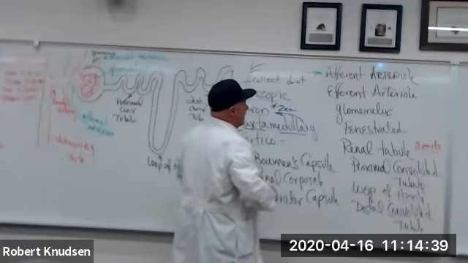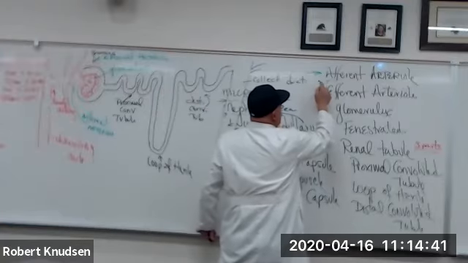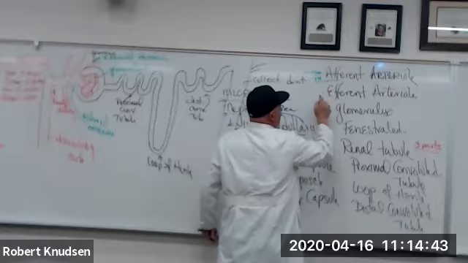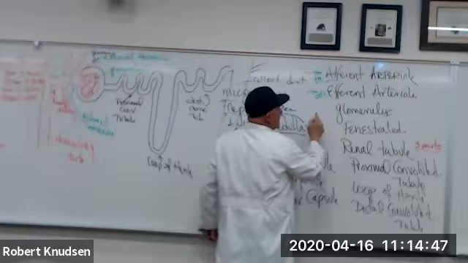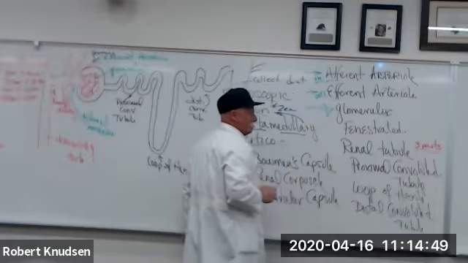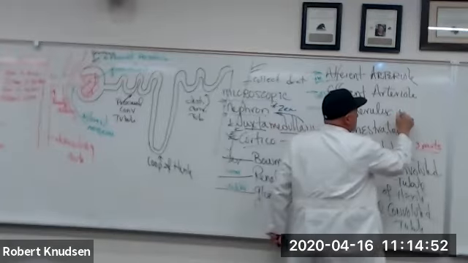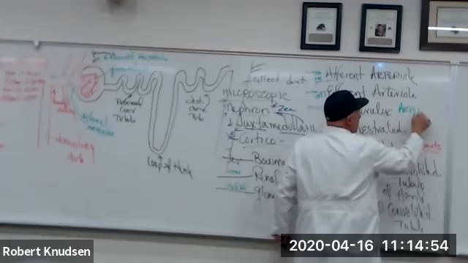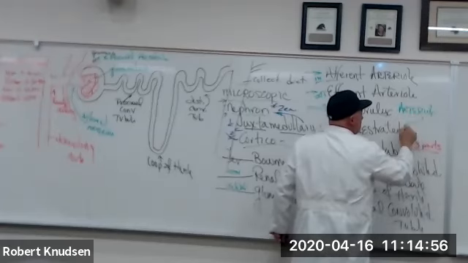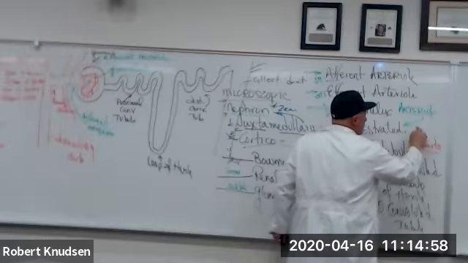So let's look over here at what we got. Afferent arteriole goes in. Efferent arteriole comes out. What was it when it was inside? It was called glomerulus. And the glomerulus is an arteriole that is fenestrated. Means it has holes in it.